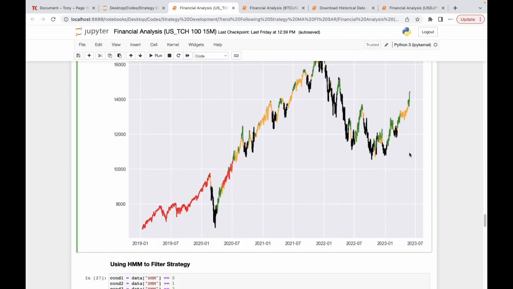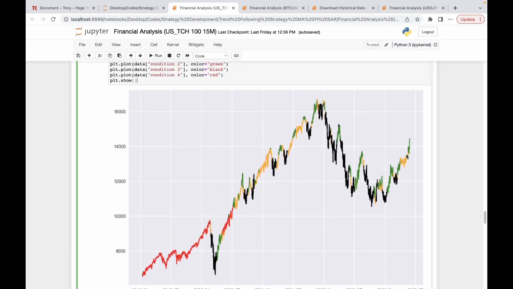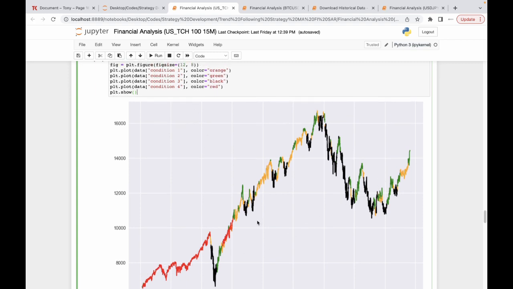So our idea now is to run our trading strategy, let's say on condition 1, which is orange. Every time the market was orange, we're going to run our strategy only through those conditions. And then if the trading strategy was profitable, we are going to include that condition. If it wasn't, we are going to exclude it from the condition.